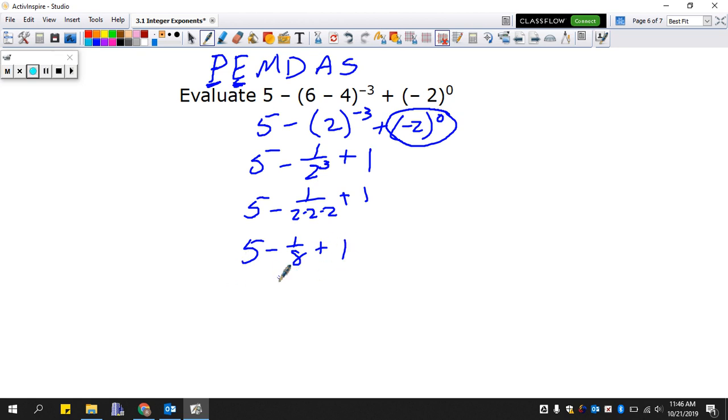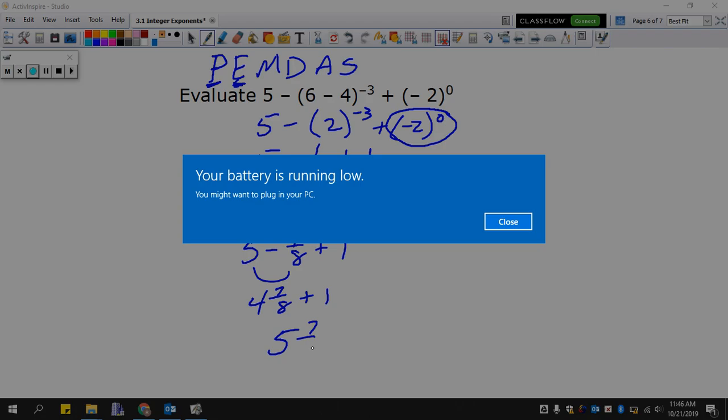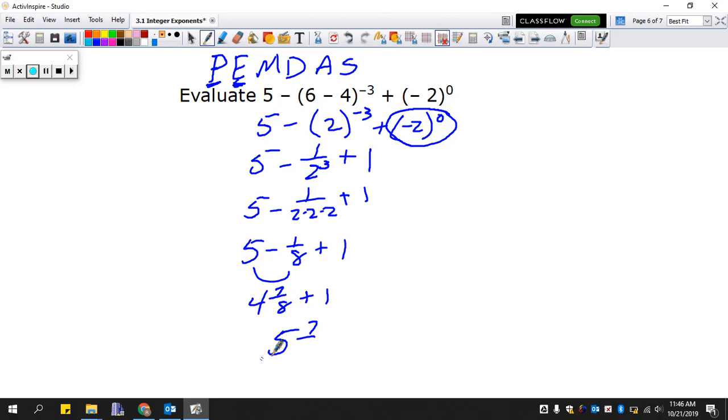5 minus 1/8 is 4 7/8 plus 1, which gives us a final answer of 5 7/8. All right. One last problem before my computer dies.